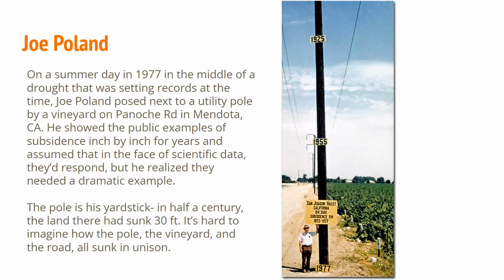So he realized he needed to make a dramatic image. And he took this photo using this pole as kind of a yardstick to say, look, in half a century, the land right there had sunk 30 feet. It's a little scary to realize that that pole, the land under it, and that vineyard all sunk in unison.